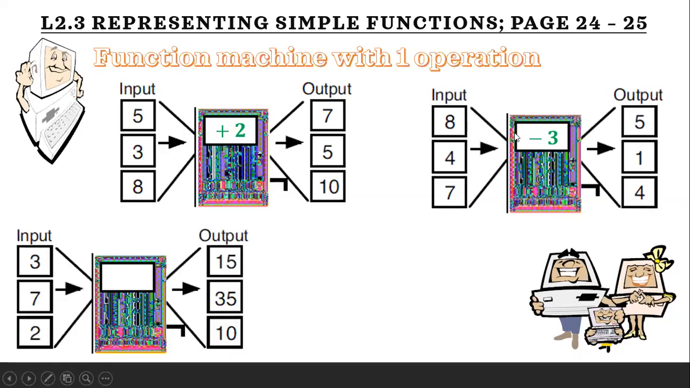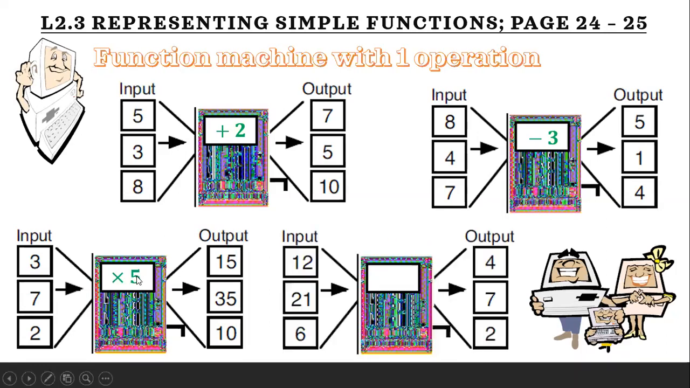Now you double check. 8 minus 3 is 5. 4 minus 3 is 1. 7 minus 4 is 3. Okay? The last 2 examples, then we're going to end the session. Now, Omar, this one, what do you think the rule is? The numbers are becoming bigger, ya Omar. Times 5. So double check. 3 times 5, 15. 7 times 5, 35. 2 times 5 is 10.